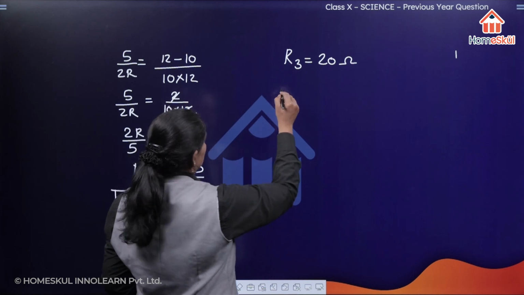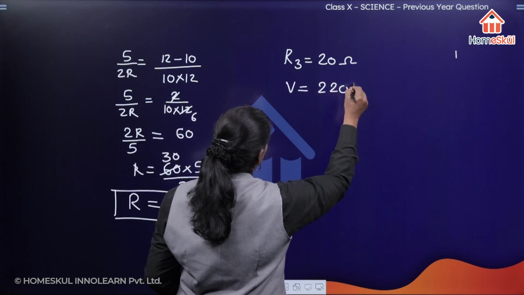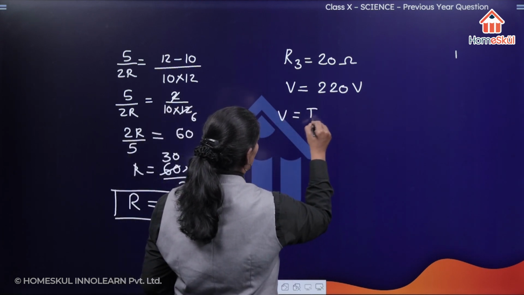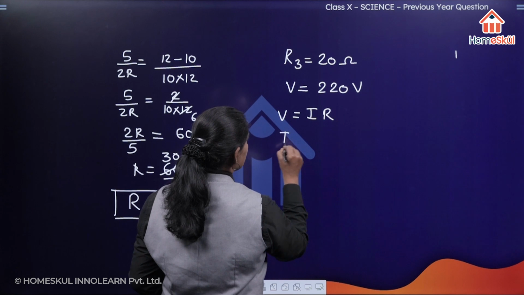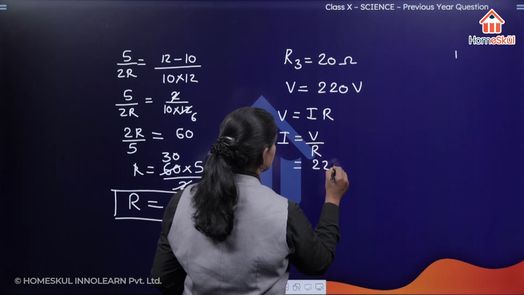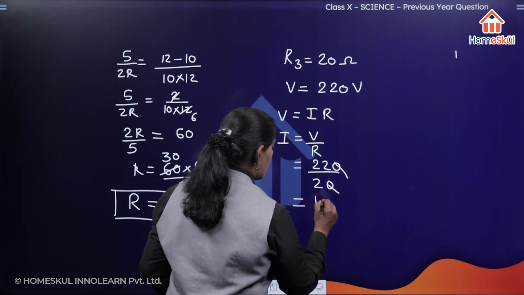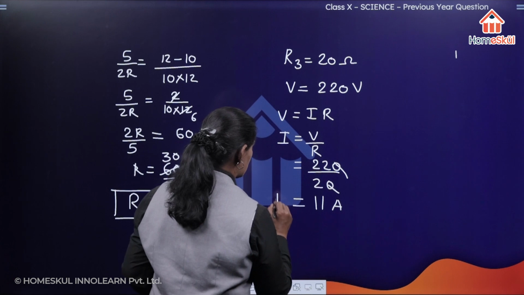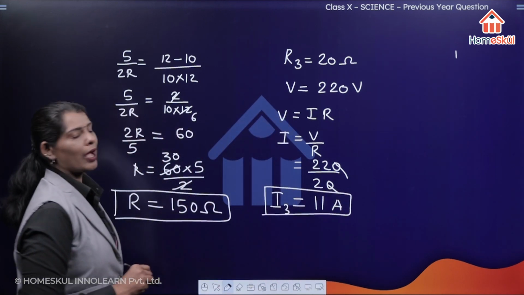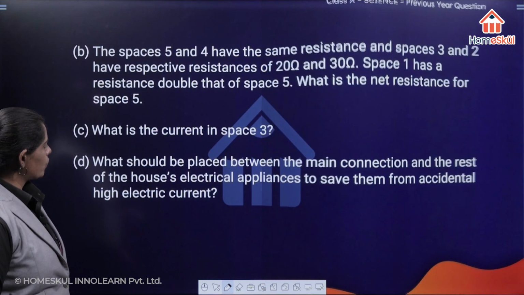So we know that V is given to be 220 volt. So as per Ohm's law, we have V equal to IR. So what will be I here? I will be equal to V by R. That gives you 220 divided by 20 and it comes out to be 11 amperes. So the current in space 3 comes out to be 11 ampere. Clear? Now coming to the next question.